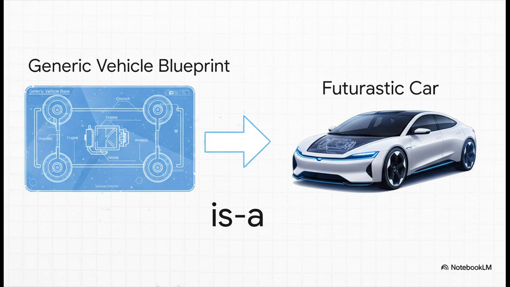Let's look at a classic example. Imagine you've got a blueprint for a generic vehicle, okay? Now from that, we can create a car class that inherits from vehicle. And boom, you get this simple, totally logical statement. A car is a vehicle. It's a direct descendant inheriting all the core stuff from its parent.